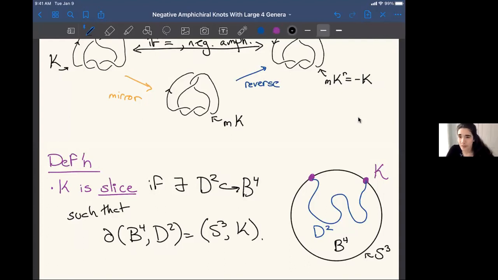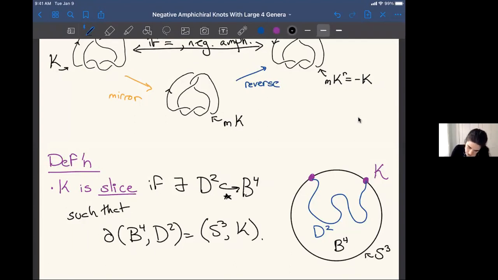And so really I should be a little bit more specific. What do I mean by embedded in B4? Do I just mean a continuous map, a smooth map, a locally flat map? And for everything I say today, you can choose as you prefer, smooth or locally flat. Smooth is easier to visualize, so unless you have a strong preference, I would go with that. So this is sliceness, or we think about it as being 4-dimensionally trivial.